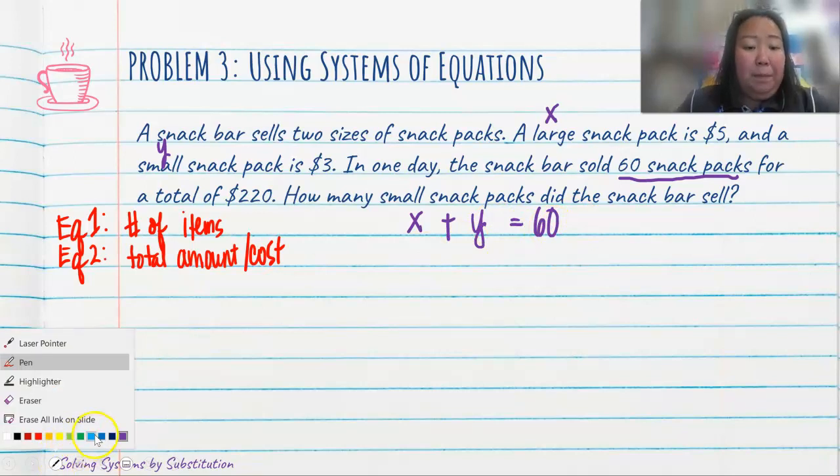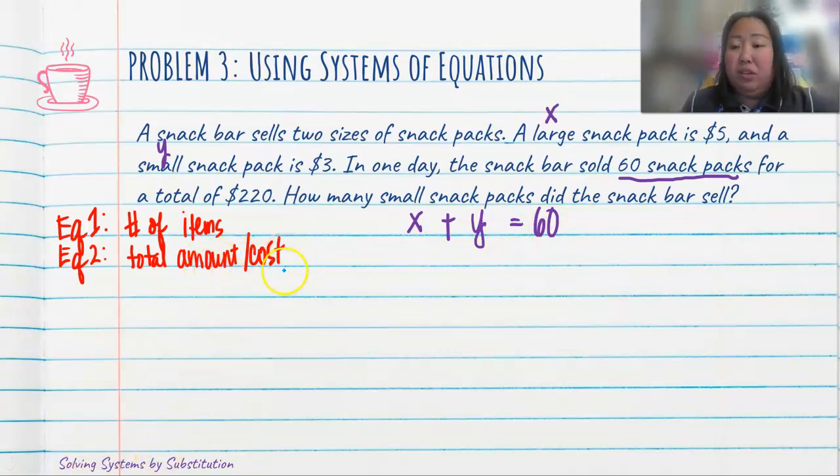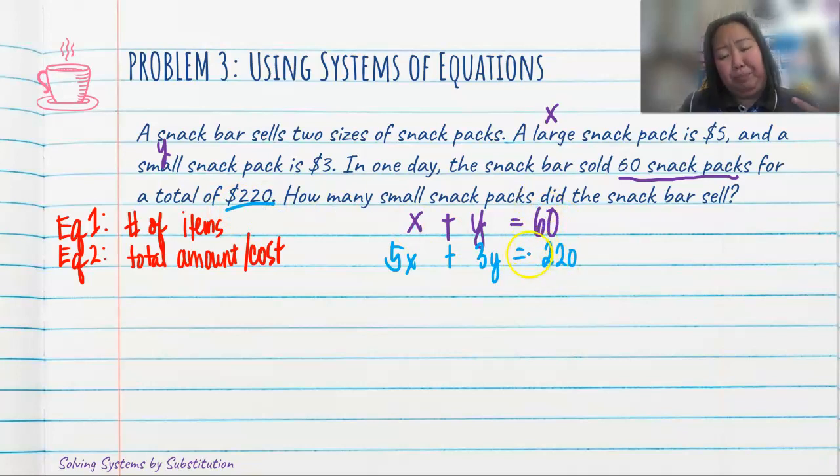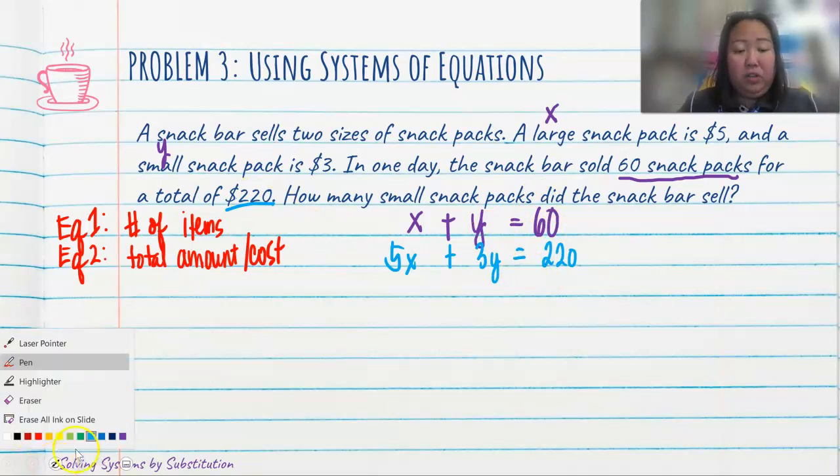Now, how about the total cost? Now remember, your total cost would be the number of items times the price. It's always like that. So in our case, since the large snack pack is $5, we can represent it as 5x. We add the total number of small snack packs, and each snack pack is $3, so that's going to be 3y. And how much was the total amount all in all? It was mentioned to be 220. So here's our system of equations now, and so we can proceed with our process: 5x + 3y = 220.